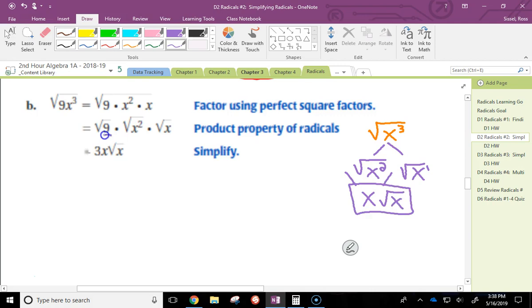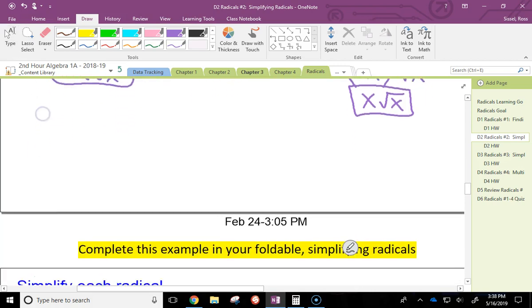Don't forget we had the number 9. The square root of 9 is 3. So then I put my 3 times my x times my square root of x. We'll do a couple of these real quick.